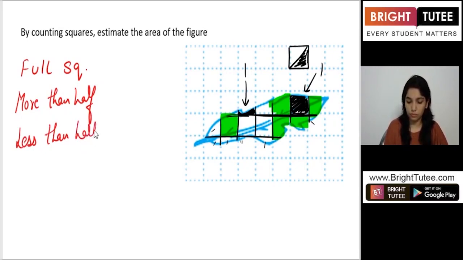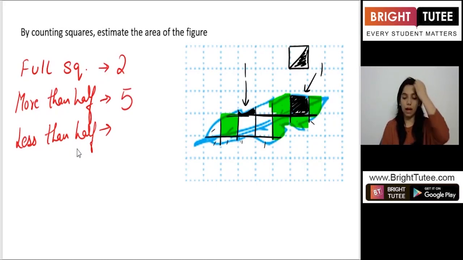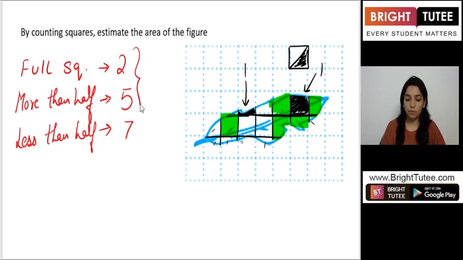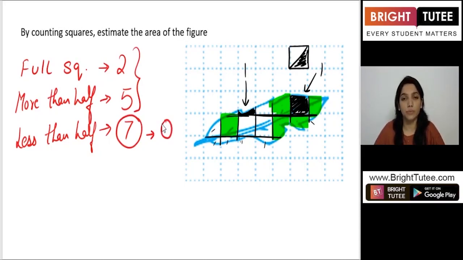So now, what is the number of full squares that we have? It is 2, okay? Now, what is the number of more than half squares? It is 1, 2, 3, 4, 5. What is the number of squares that are less than half? It is 7, okay? Now, what are we doing? These two numbers remain itself. Okay, the full squares and more than half remains the number itself. However, this particular number, we don't consider it and we consider it as 0. Okay, these squares which are less than half, we are not considering them.